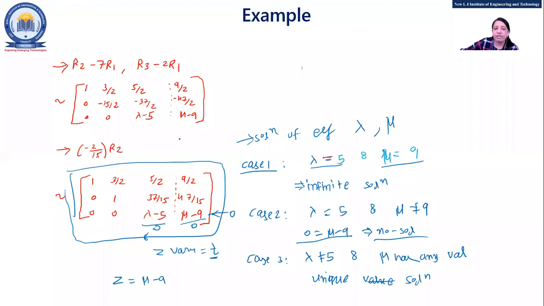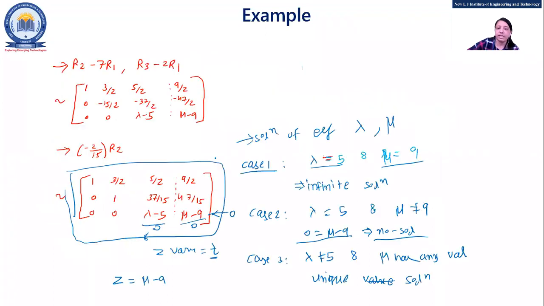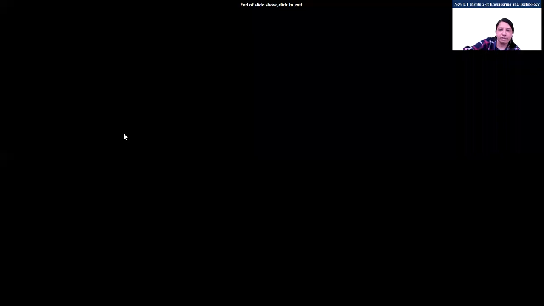So you have to write it this way. The question was like that only: for what values of lambda and mu do these equations have no solution, a unique solution, or an infinite number of solutions? So we have these three cases. It can be asked using Gauss elimination or Gauss-Jordan, or it is not fixed; if they mention a method, you need to follow it. Otherwise you can go for any method and write the answer accordingly.